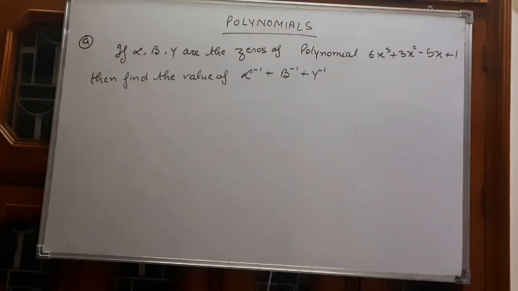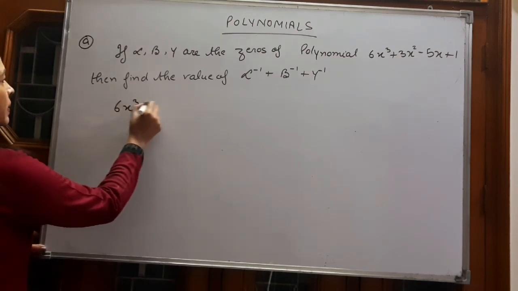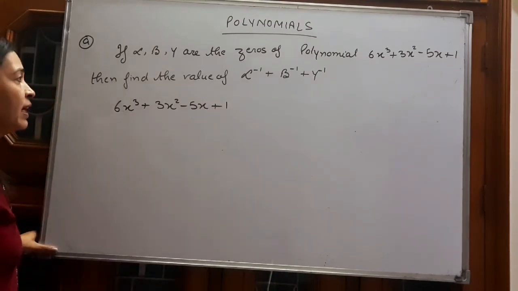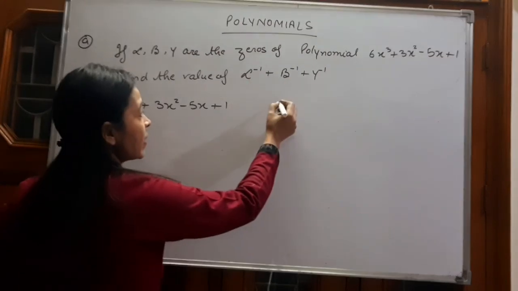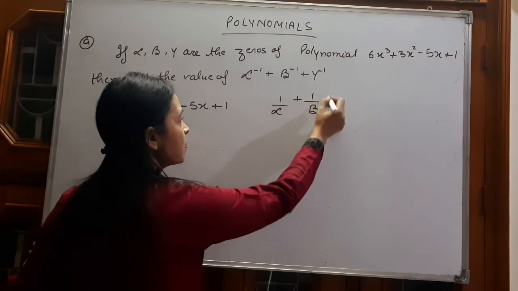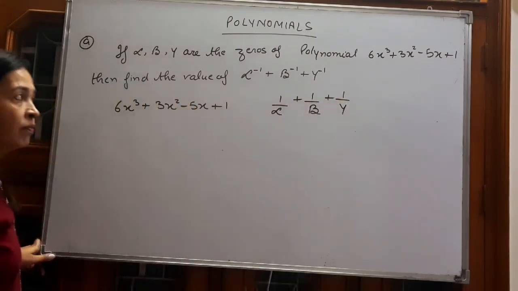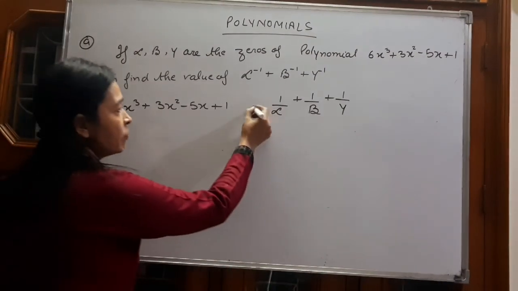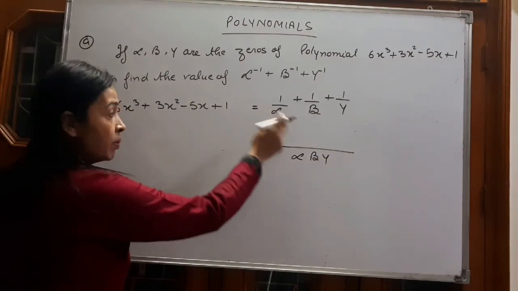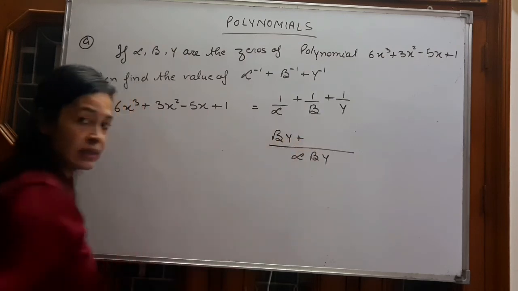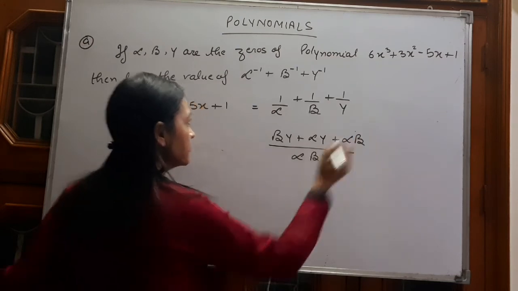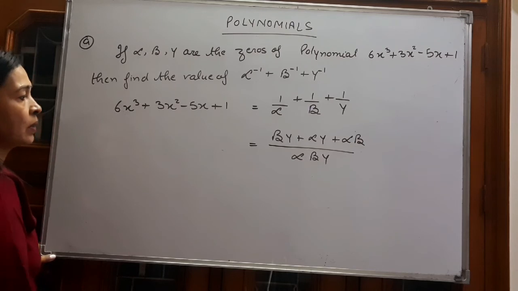If alpha, beta and gamma are the zeros of the polynomial 6x cube plus 3x square minus 5x plus 1, we have to find the value of alpha to the power minus 1, that is 1 upon alpha, plus beta to the power minus 1, means 1 upon beta, plus 1 upon gamma. We have to find the value of this. How can we find it? Taking LCM, alpha beta gamma. Alpha in the denominator, we will get beta into gamma, plus beta in the denominator, we have alpha into gamma, plus alpha beta. This we need.